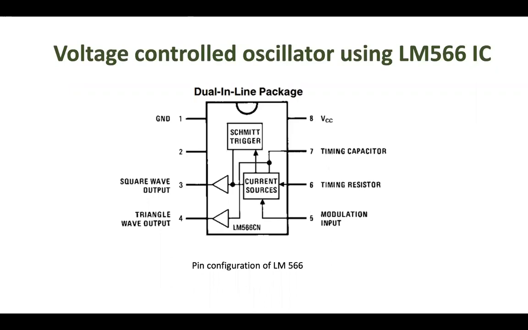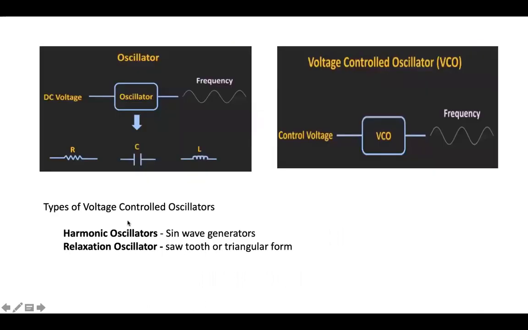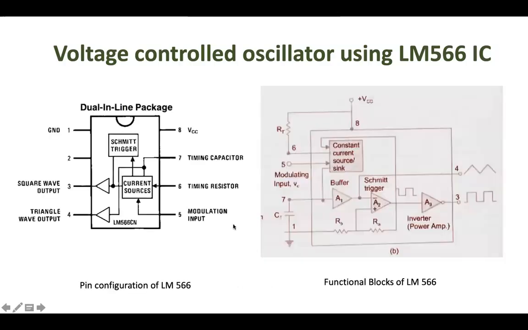So if a question is asked, draw a functional or pin configuration, then this is going to be your answer for it, right? So current sources, comparators, Schmitt trigger, and you can mention the timing capacitor and the timing resistor. So here we're going to get the triangular wave output. Based on what kind of VCO, if it's a relaxation type, then it's going to be a sawtooth. If it's a harmonic type, then it's going to be a sine, right?